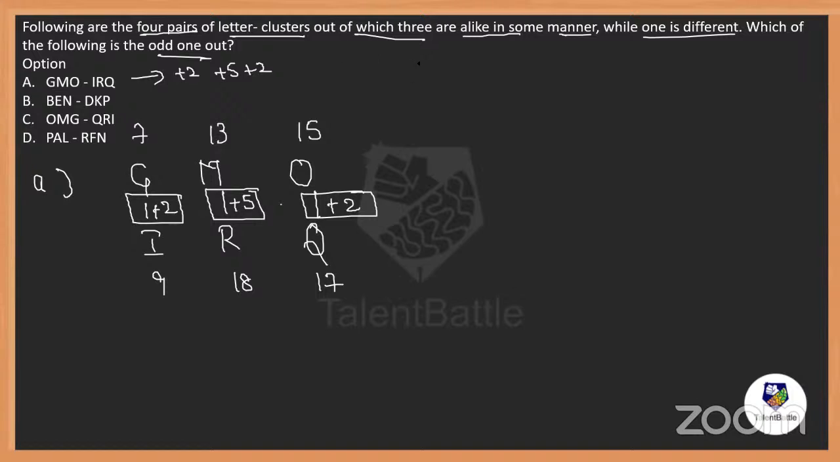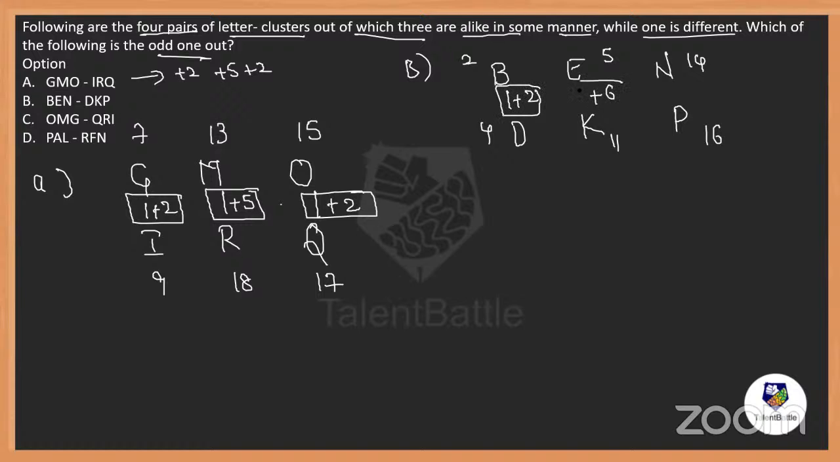Now let us take the second one, which is B. B-E-N, D-K-P. Now it is 2, 5, 14 and 4, 11, 16. Let me write the same order here also. First is plus 2. Next it is plus 6 here. And then again plus 2. So the second one is like plus 2, plus 6, then plus 2.